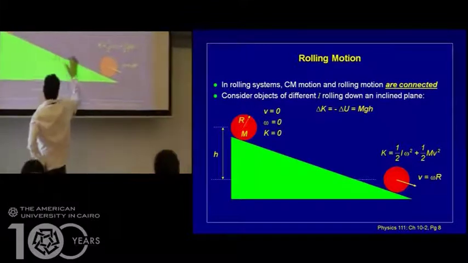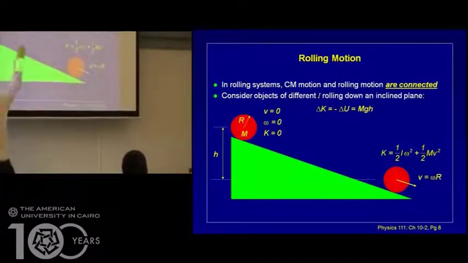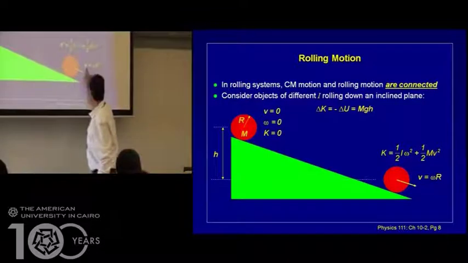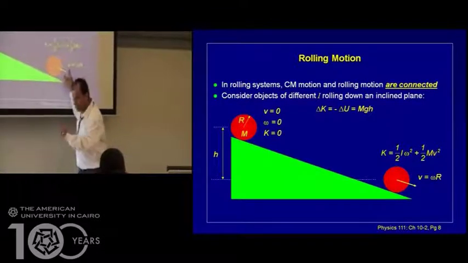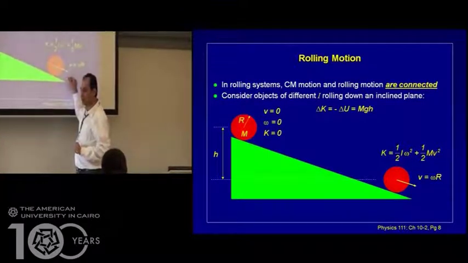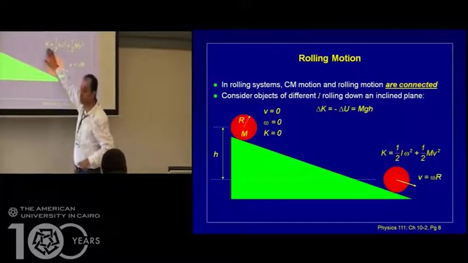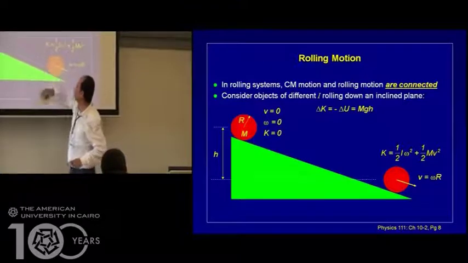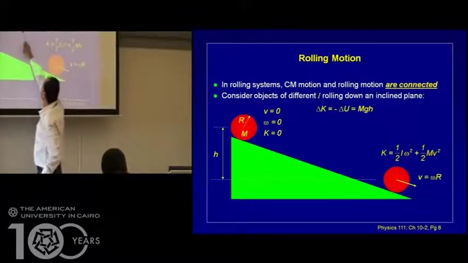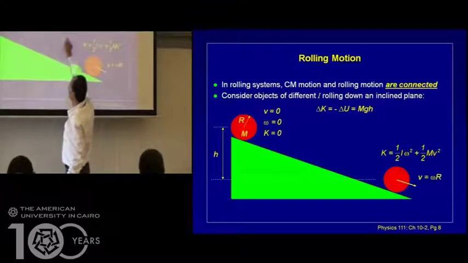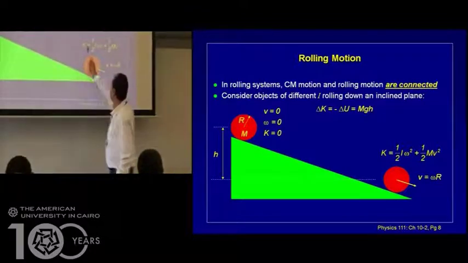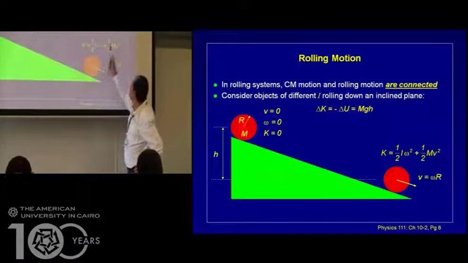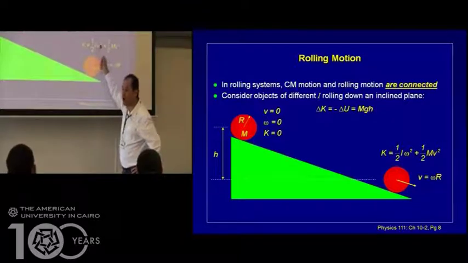When it rolls down here, at the end it will have a velocity. In order to calculate that velocity, I have to find out what the kinetic energy is. So I have to equate the kinetic energy to the potential energy. I have to say that the change in the kinetic energy equals mgh. And the change in the kinetic energy in that case is not half mv squared. It's half mv squared plus half I omega squared.